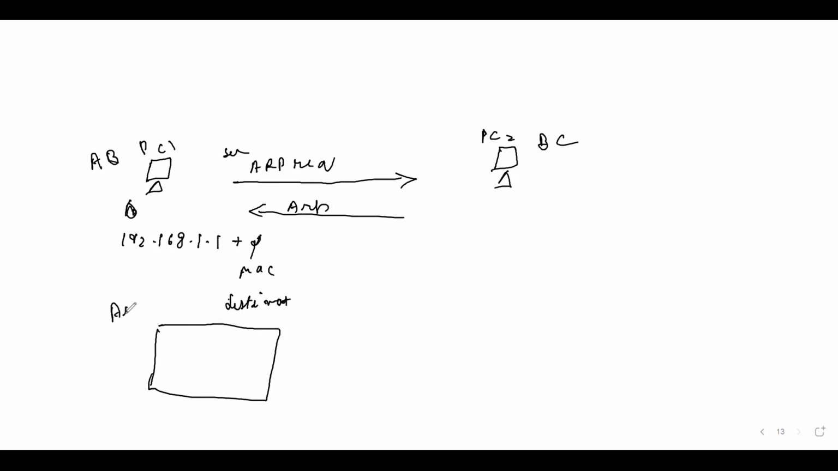That's it. It is good. They will make a table of IP address and MAC address. Both PCs will make a table of IP address plus MAC address. If one thing is missing, they will communicate with each other to find the missing thing. That is ARP basically.